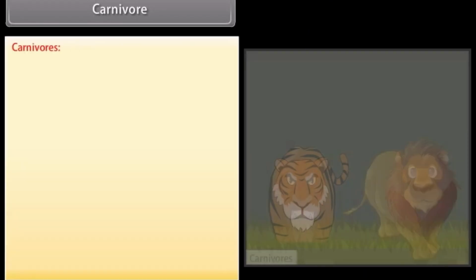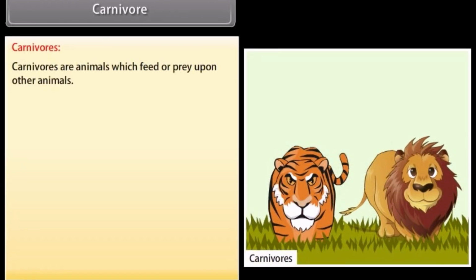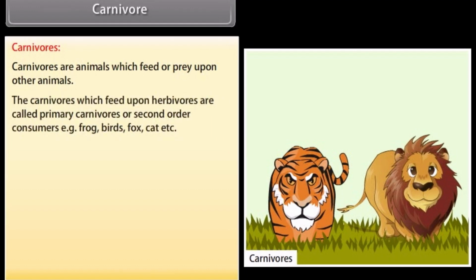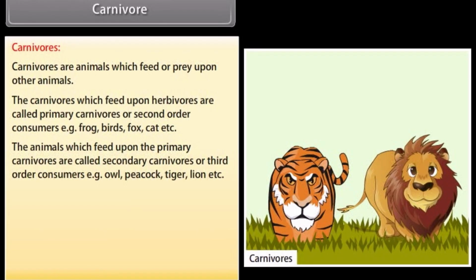Carnivore. Carnivores are animals which feed or prey upon other animals. The carnivores which feed upon herbivores are called primary carnivores or second-order consumers. For example, frog, birds, fox, cat, etc. The animals which feed upon the primary carnivores are called secondary carnivores or third-order consumers. For example, owl, peacock, tiger, lion, etc.